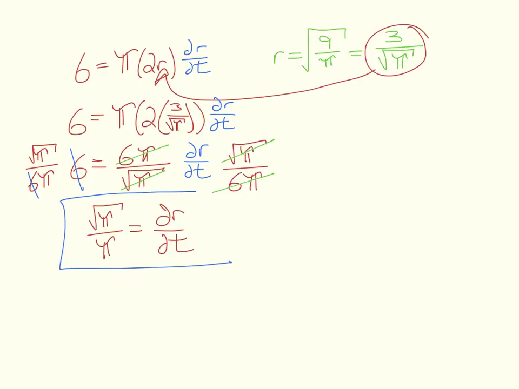This is the answer for how fast the radius is changing with respect to time when the total area of the circle is 9 square miles and the rate at which the area is increasing is 6 square miles per hour. As another note, this fraction is a rationalized version of this answer, 1 over square root of pi. Either of these answers is acceptable.